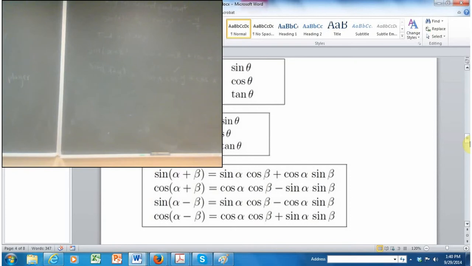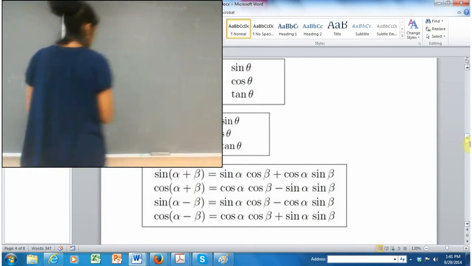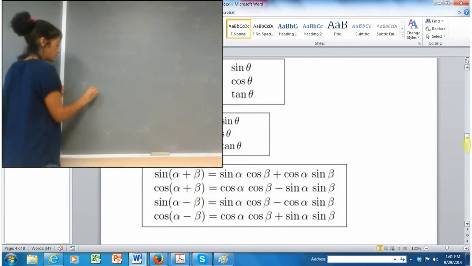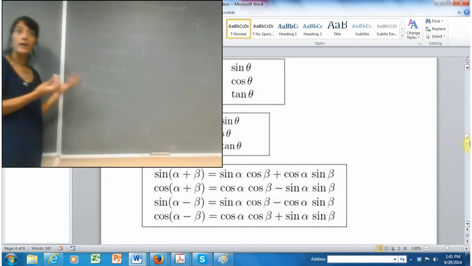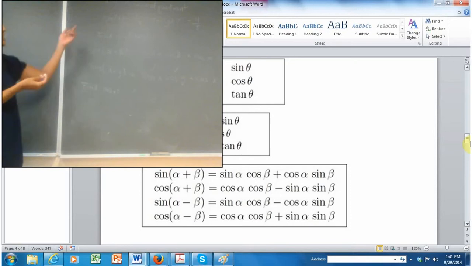There's 2 ways you could get it. You could use Pythagorean's theorem, or you could use triangles, opposite over adjacent. I think I've shown you both ways. So to find cosine x, because I don't know it, I need that number to plug in the formula. To find cosine x, well, I have sine x. I know sine squared plus cosine squared is equal to 1.